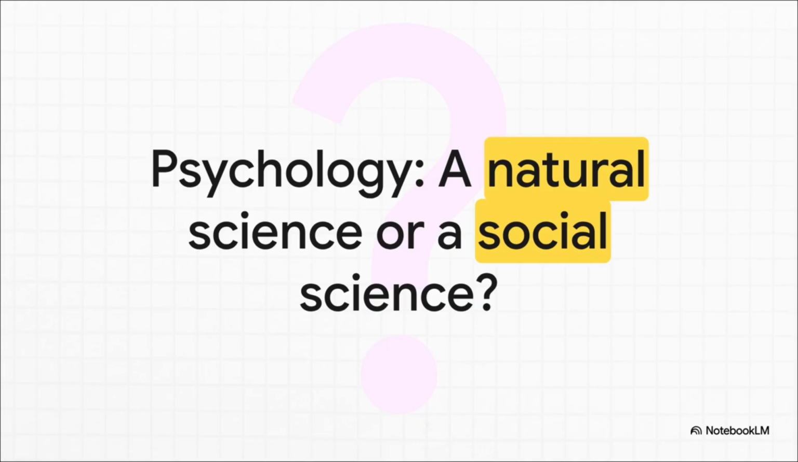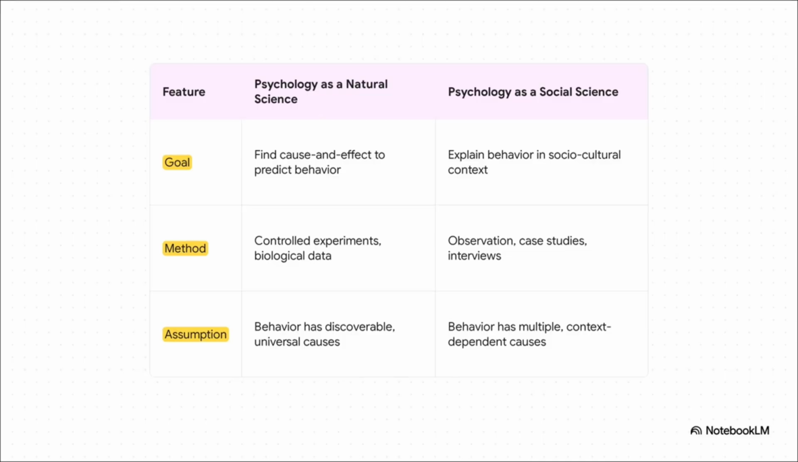Is the goal to find universal laws that cause behavior, or is it to understand behavior in its rich, messy, sociocultural context? The real answer is, it's both. This table breaks down those two parallel streams perfectly. When it acts as a natural science, psychology uses things like controlled lab experiments to find those universal cause and effect laws that can predict behavior.